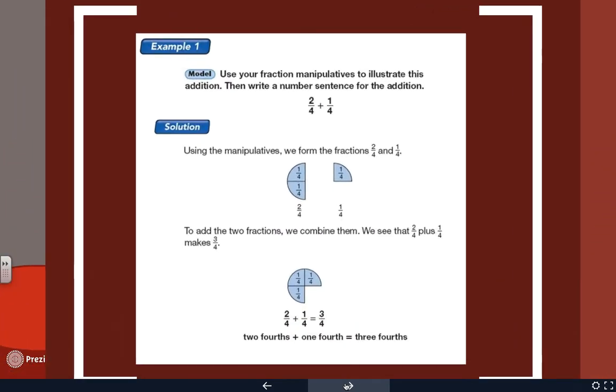All right, example number 1. You can use your fraction circles if you want to figure this out. If we were to use our manipulatives, our fraction circles, if we had 1/4 and 1/4, that would be 2/4 together. So we're adding 1/4 and 1/4 equals 2/4. If we add another 1/4 to it, it becomes 3/4. To add two fractions, we combine them. We see that 2/4 plus 1/4 equals 3/4. And we could see 3/4 of a circle.